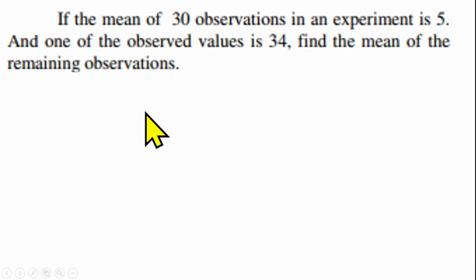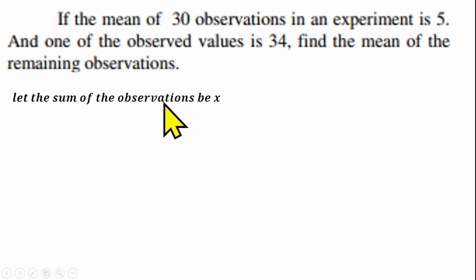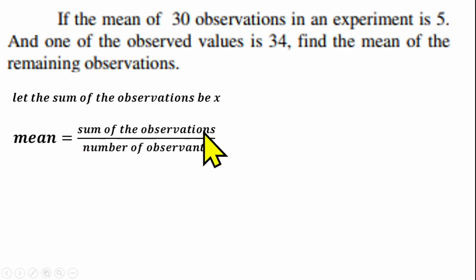So that means we need to get the sum of the observations given the mean. So let the sum of the observations be x. The question is very similar to the one we just solved. Then the mean equals the sum of the observations divided by the number of observations, which is 30. The mean has been given as 5, so we'll be having 5 equals x over 30. Cross multiply, x will be 150.